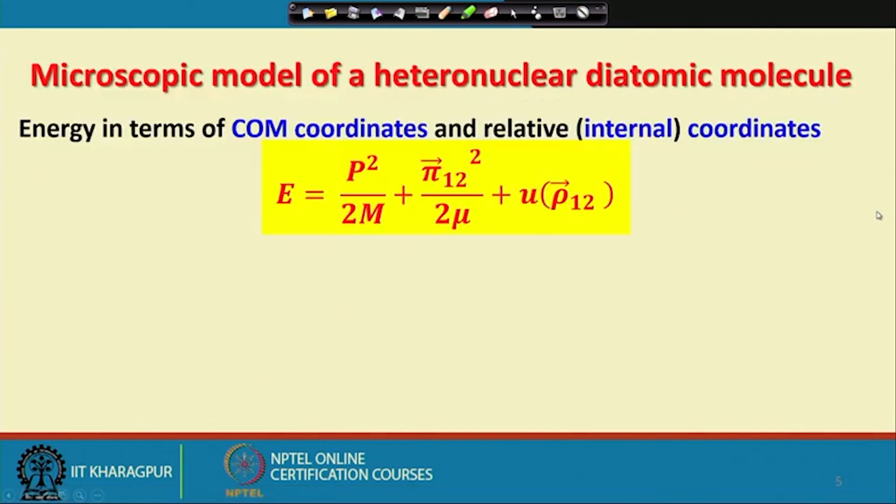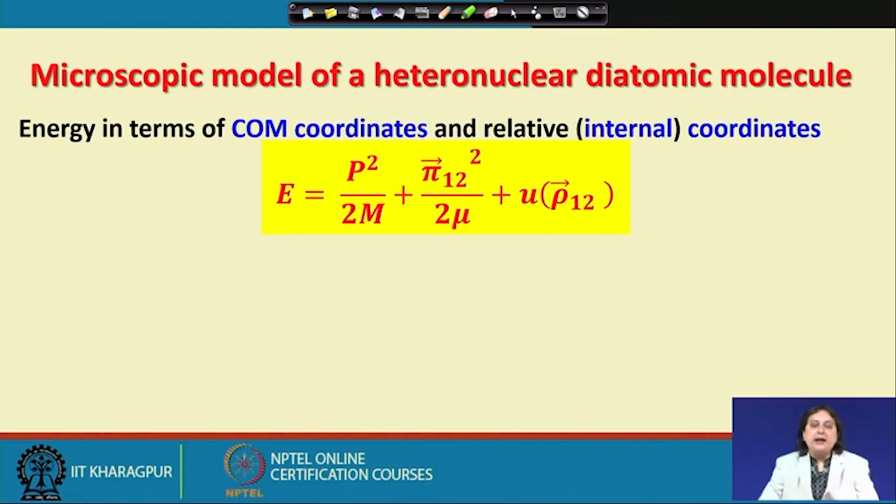So, that is exactly what we will do next, but before that let us go back and revise the model that we are discussing here at the microscopic level for the heteronuclear diatomic molecule in terms of the center of mass coordinates and the relative or internal coordinates. And as you see here, this is the expression that we have already obtained through a series of coordinate transformations.